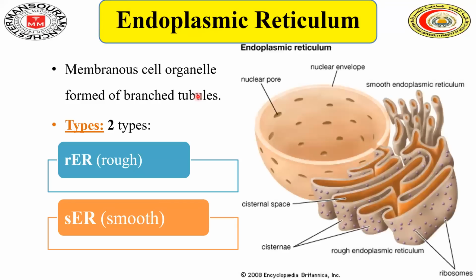As I mentioned, we have two types of endoplasmic reticulum. We have one with a rough surface, so we call it rough endoplasmic reticulum, abbreviated RER. And another type which has a smooth surface, which we call smooth endoplasmic reticulum, abbreviated SER. So here we have two types of endoplasmic reticulum. The main difference up till now is the surface.